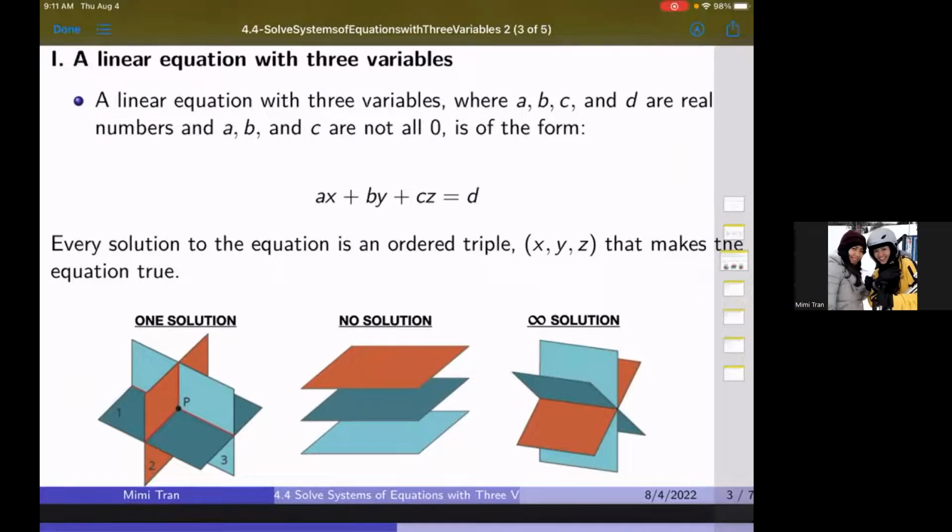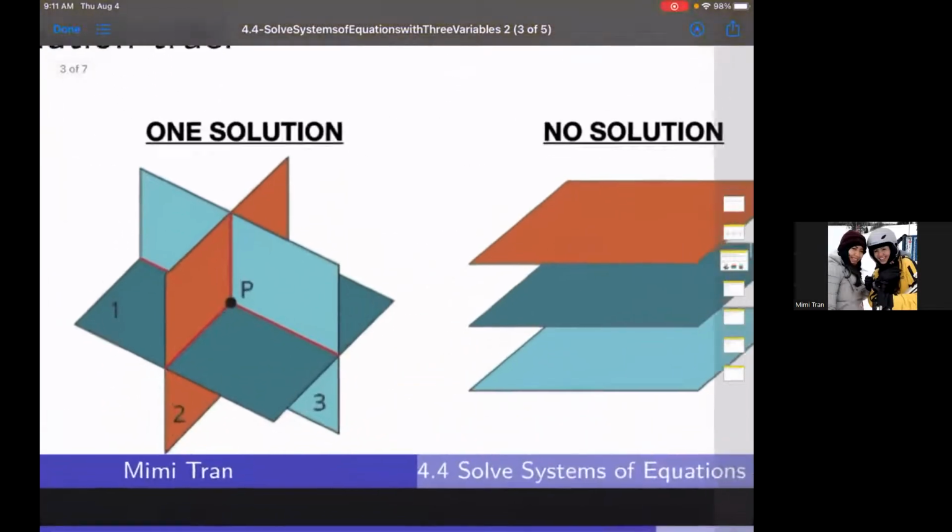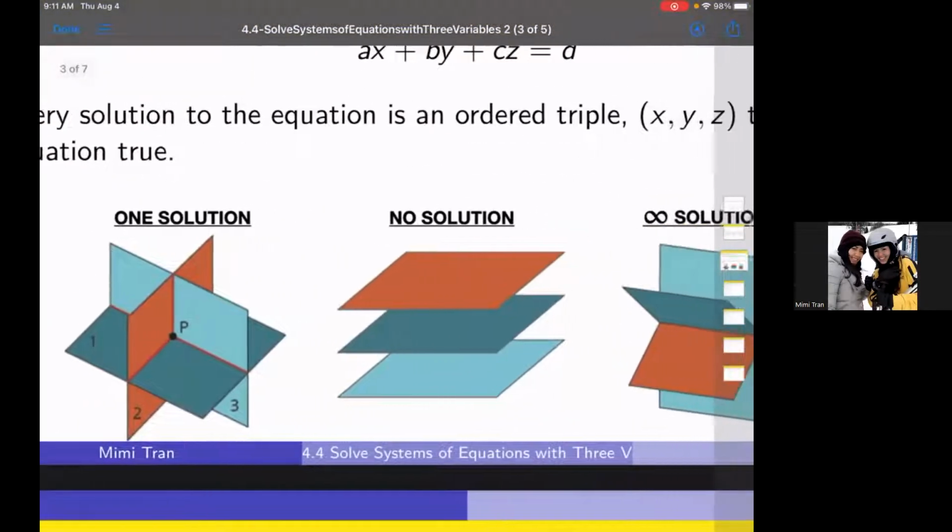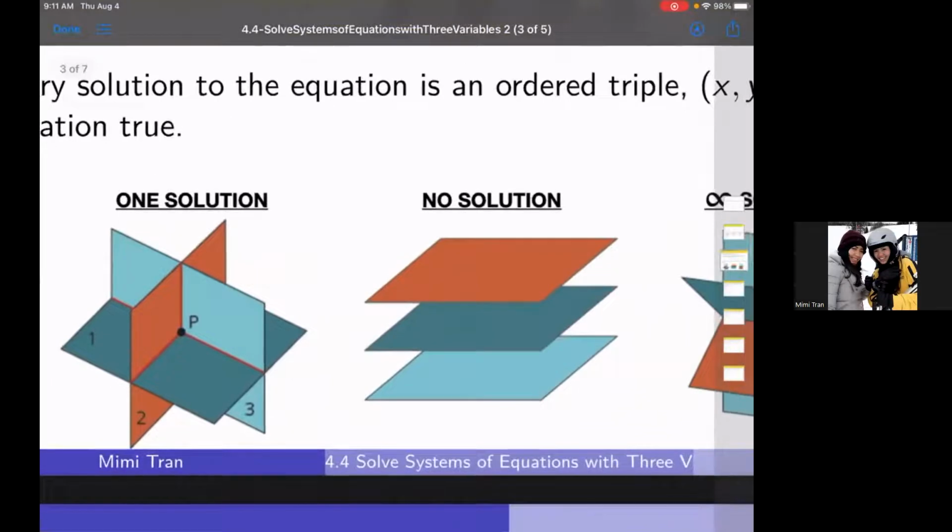Now, geometrically speaking, your graph is no longer a line. It's a plane. It's the whole sheet. Think of paper, right? It's the whole sheet. So it's the same thing with one solution, no solution, or infinitely many solutions. If the three sheets or three equations have one solution, it may look like this. The light blue, dark blue, and the orange sheet kind of touch each other at one point.